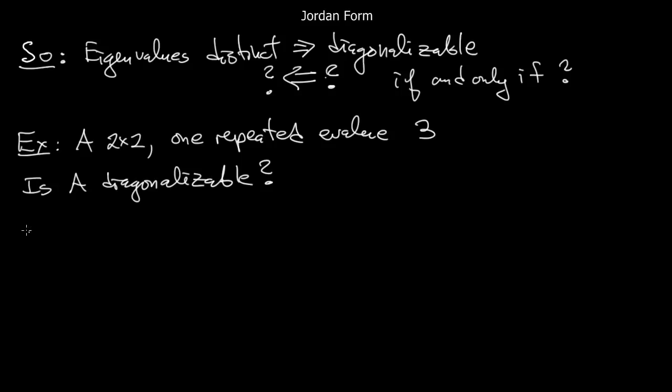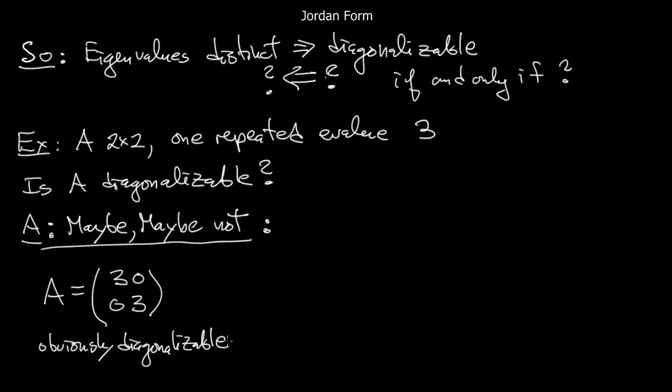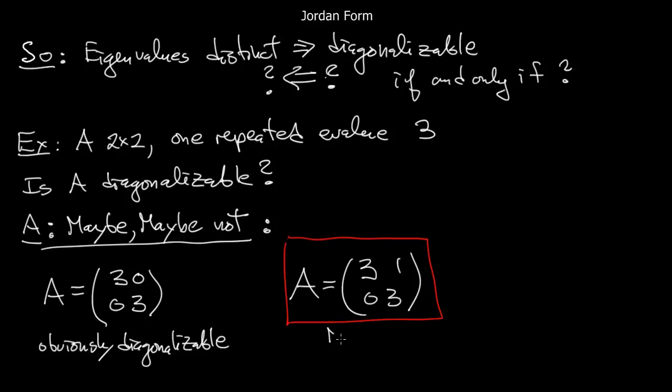Well, since the eigenvalues are not distinct, you can't conclude that from this. Maybe, maybe not. The answer is maybe, maybe not. So it's obvious if you just write down 2 examples. This matrix right here is diagonalizable. Obviously, it's diagonal. So just because it has repeated eigenvalues doesn't mean there's anything wrong with it. It could still be diagonalizable. But this matrix here, sadly enough, is not diagonalizable. So this is sort of the key example. This is an example with a repeated root, 3, and it's not diagonalizable.